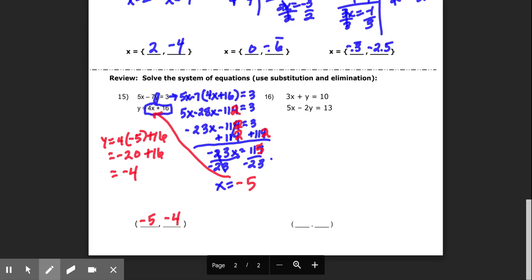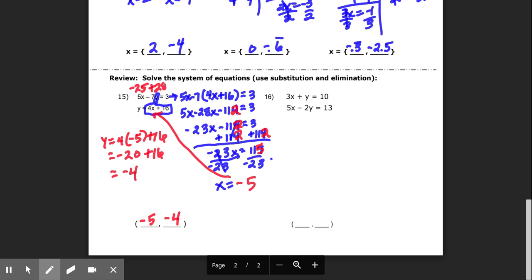And then I'm just going to check it. Let's see. 5 times negative 5 is negative 25. And then negative 7 times negative 4 is positive 28. So negative 25 plus 28 is 3. So that checks out.